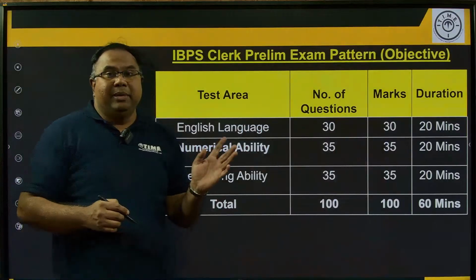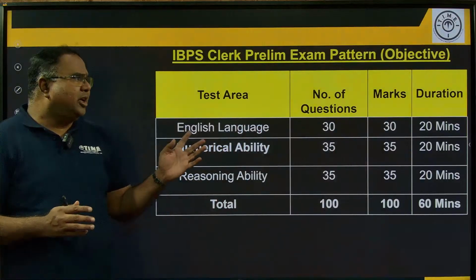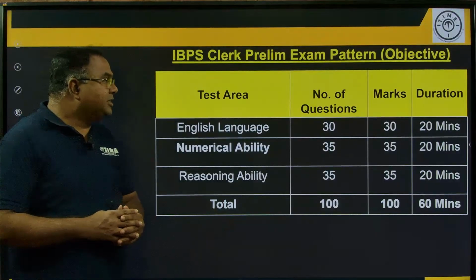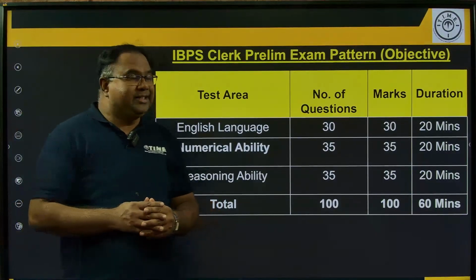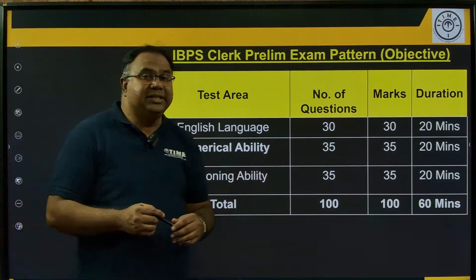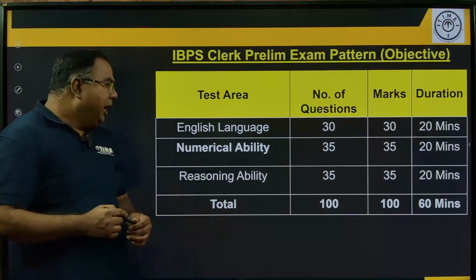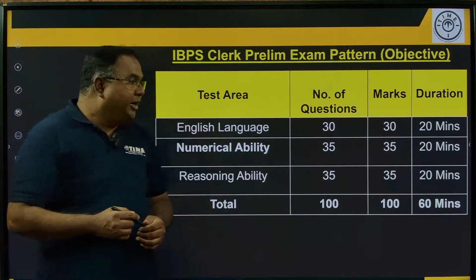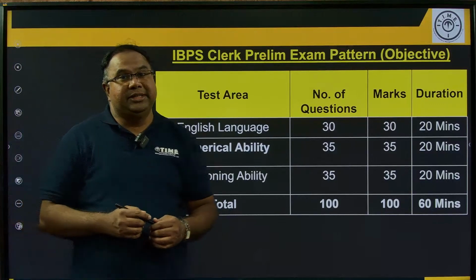First, let us look at the IBPS Clerk Prelim Exam pattern. As all of you are aware, there is no change in the pattern here. We have English language 30 questions, 30 marks, 20 minutes. Then numerical ability 35 questions, 35 marks, 20 minutes. Each section is separately timed. And reasoning ability 35 questions, 35 marks, 20 minutes. Total 100 questions, 100 marks and 60 minutes.